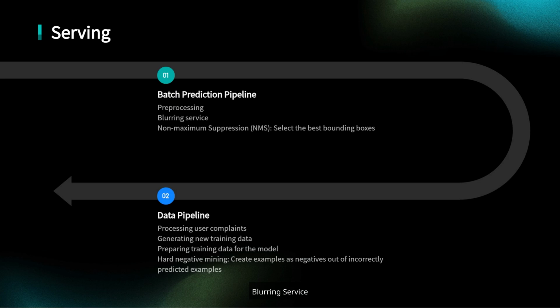Blurring service. The model is served through a blurring service. It detects faces, license plates, and other sensitive content. The output is a set of predicted bounding boxes and associated class scores. Blurring is applied directly to the identified regions.